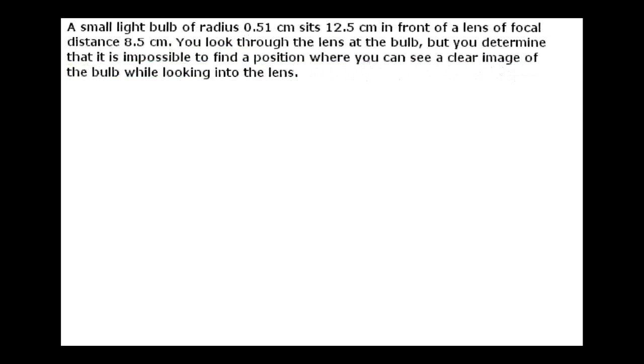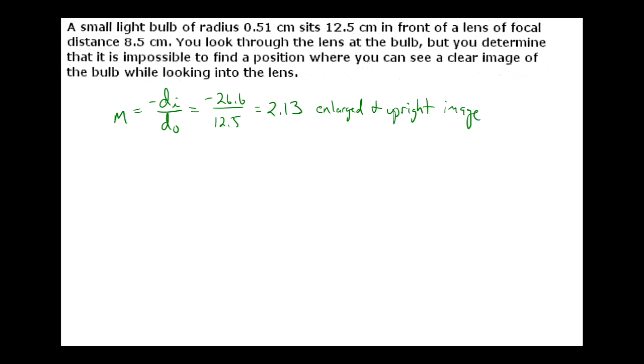So let's hop over to this other slide where I have more room. And let's see. The magnification is negative DI over DO. So that's negative 26.6 over 12.5. And that is going to give me 2.13. Comes out positive. So it's more than twice as big as the object itself. So we could say that it's enlarged and upright image. Okay?